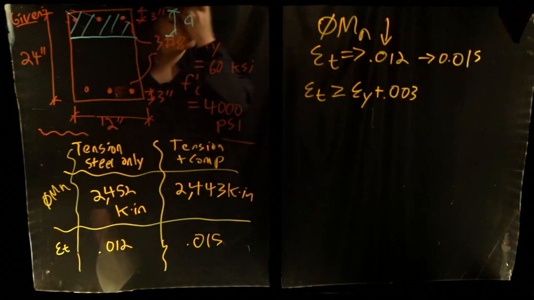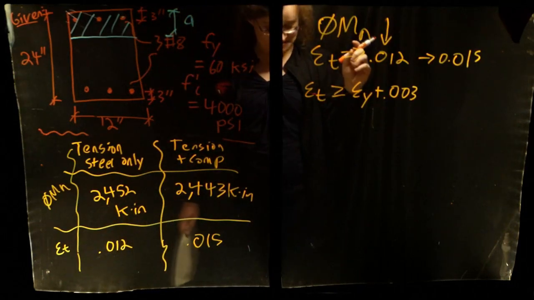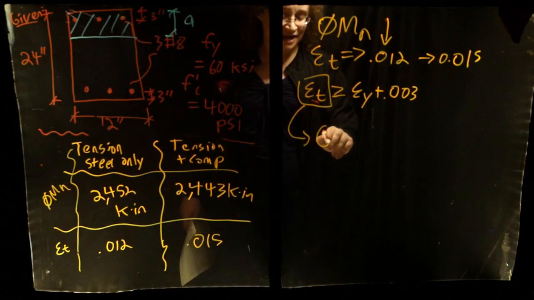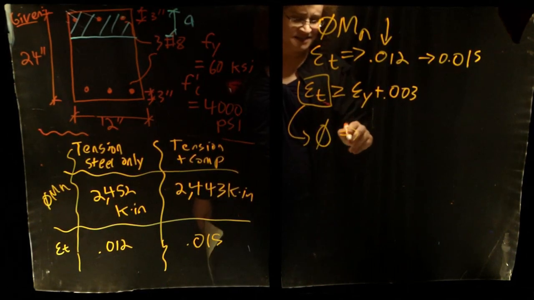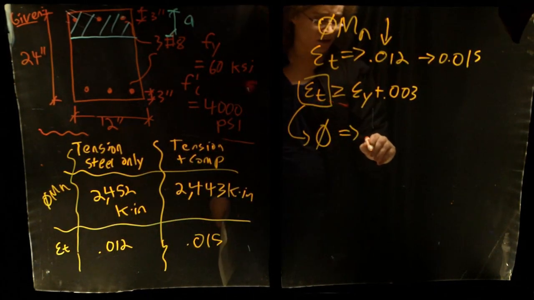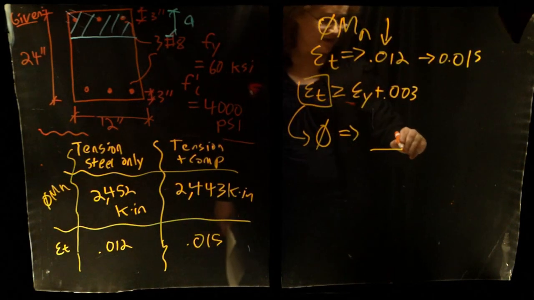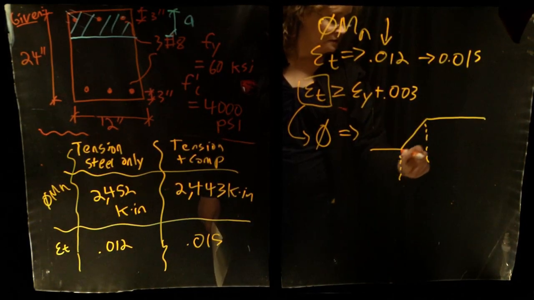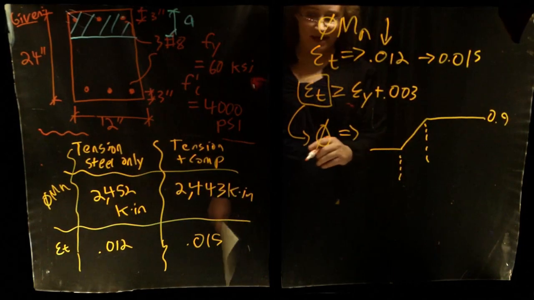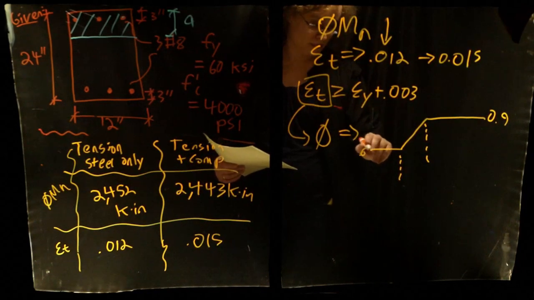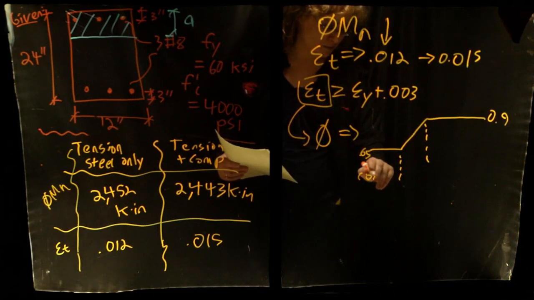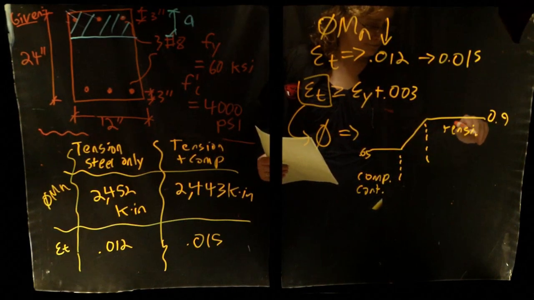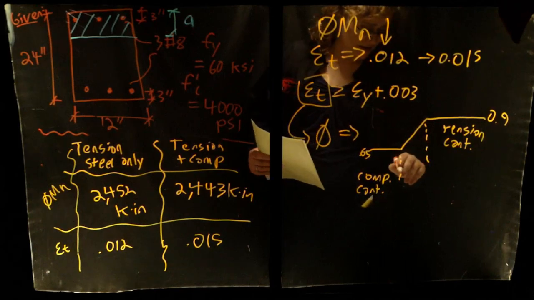And remember, what is the importance of the strain in the tension reinforcement? Among other things, this governs your phi value. And not only does it govern the mathematical value, but as you may recall, our phi values have this kind of relationship, where we have a phi of 0.9, a phi of 0.65, and where this is compression controlled, this is tension controlled, and then we have a transition region in between.